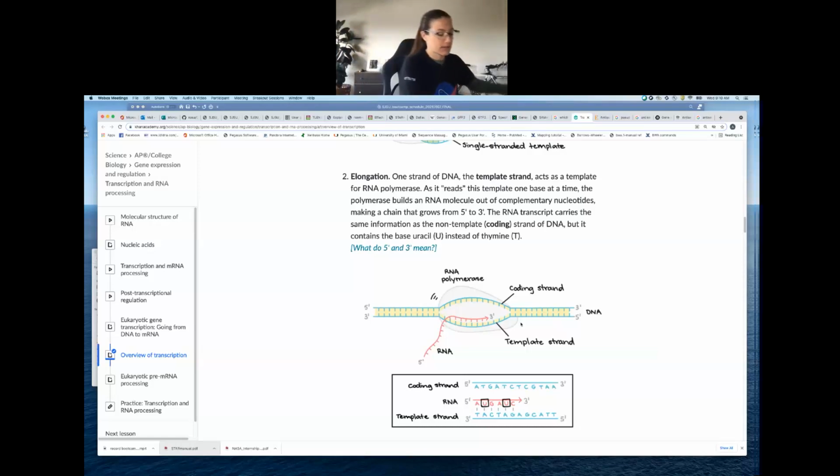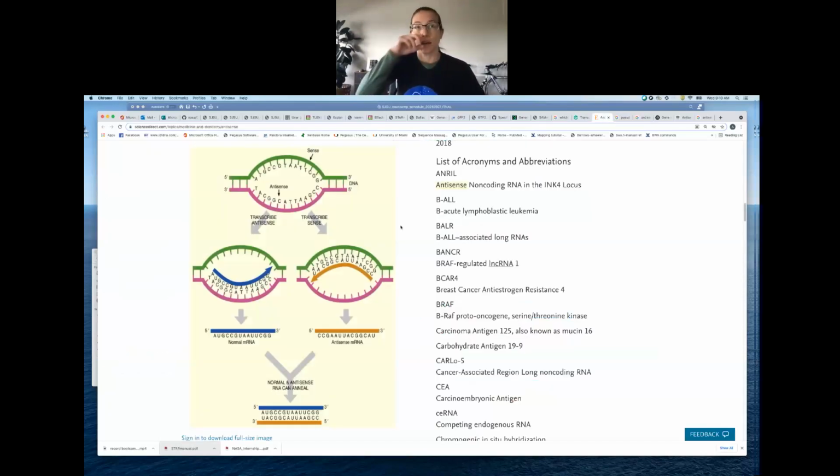And then I'm going to hop back and forth between my whiteboard and these images that I found on the internet. Basically, you can have transcription happening in two directions. This is just another depiction showing both of what I just showed you. Here you have your DNA strand. Again, you have your sense strand on top and your antisense strand on the bottom.